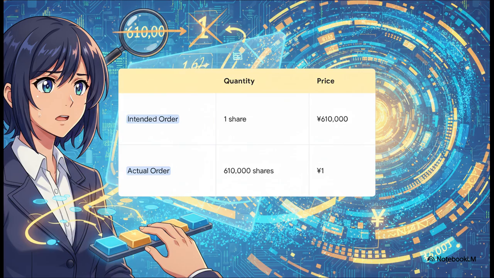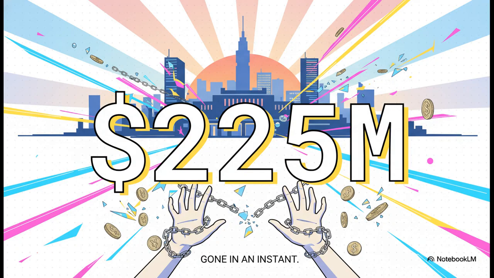So here's exactly what went down. A trader wanted to sell one single share of a company for 610,000 yen. But in a classic fat finger error, he accidentally swapped the price and the quantity fields. So the system sent out an order to sell 610,000 shares for just 1 yen each. The bank, as you can imagine, is scrambling to cancel the order. But the Tokyo Stock Exchange's system at that time just couldn't stop it. The trade went through. The final cost of that one tiny typo?